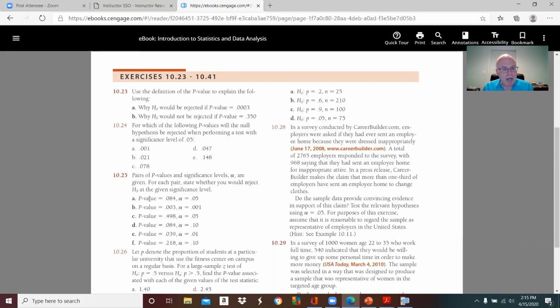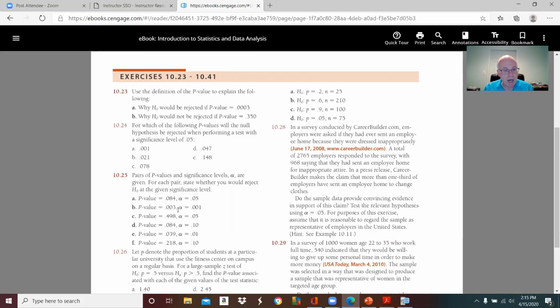Here are p-values and alphas. And remember the rule: when the p-value is less than or equal to alpha, we're going to reject the null. When it's greater than alpha, we do not reject the null. Let's go through these quickly, just to give you an idea of how we make this decision. They're giving you the p-value. So p-value is 0.084, alpha is 0.05. 0.084 is bigger than 0.05. Do not reject the null. So A, the decision is do not reject.